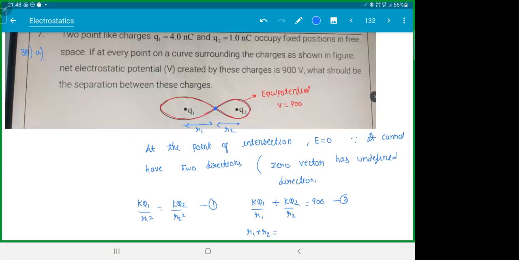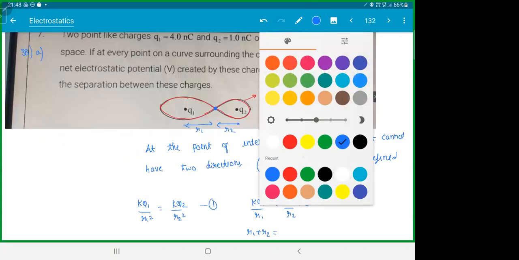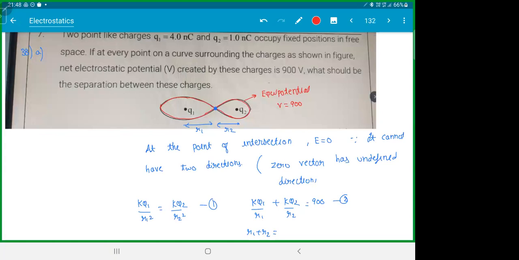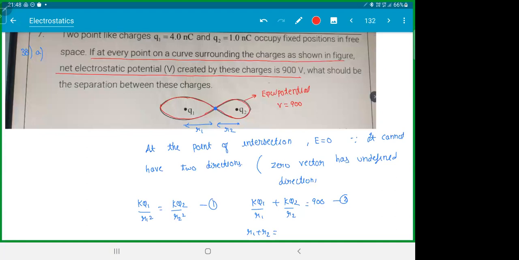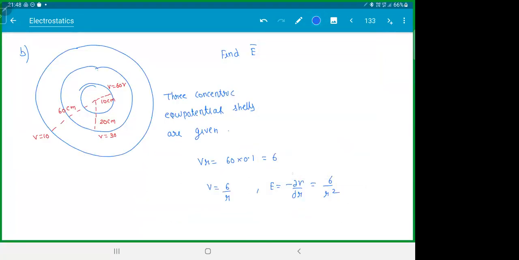In the previous question, on every point on the curve surrounding the charges as shown in the figure, the net electrostatic potential created by charges is 900. Indirectly they've mentioned it. If I say this entire shell is 900 volt, what does that mean? Potential is the same only, no? They won't come and tell you, yeah, this is an equipotential surface.